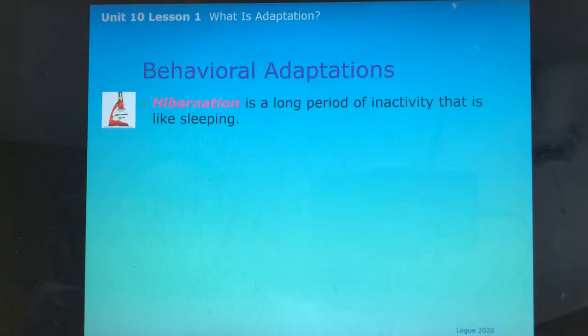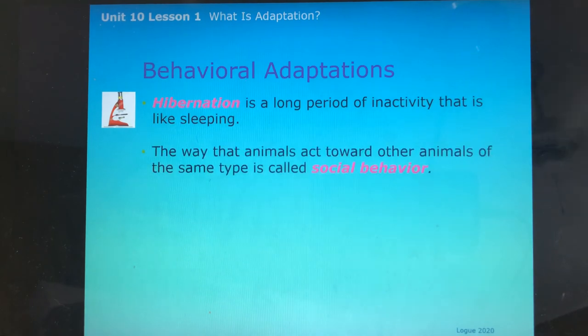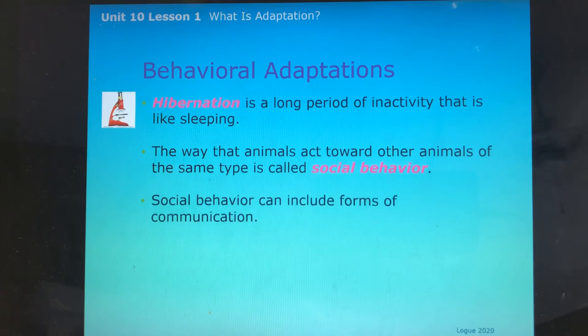Hibernation. This is a long period of inactivity that is kind of like sleeping. The way that animals act toward one another, for example, cats towards other cats, lions towards other lions, is called social behavior. Social behavior can include forms of communication.